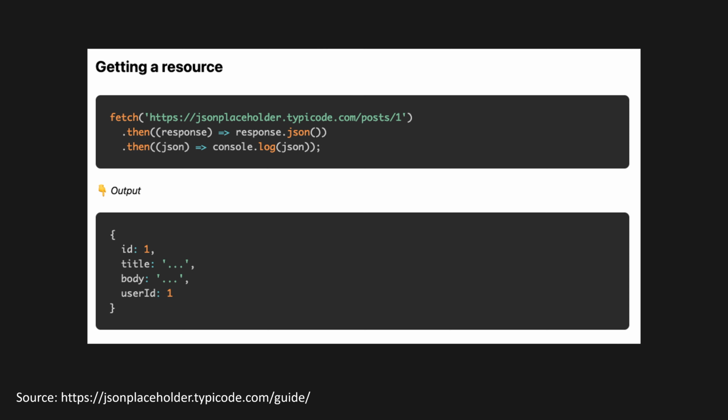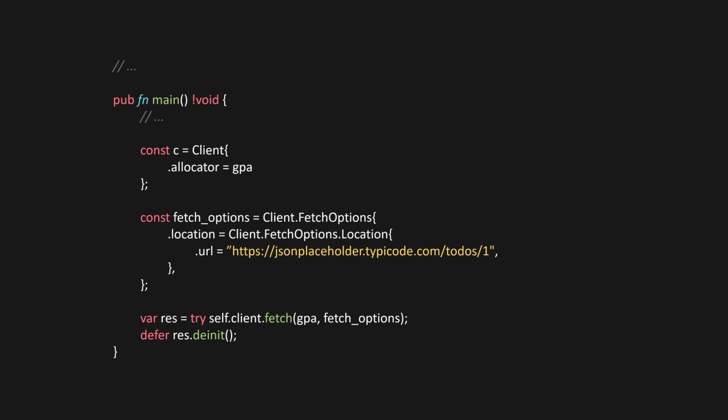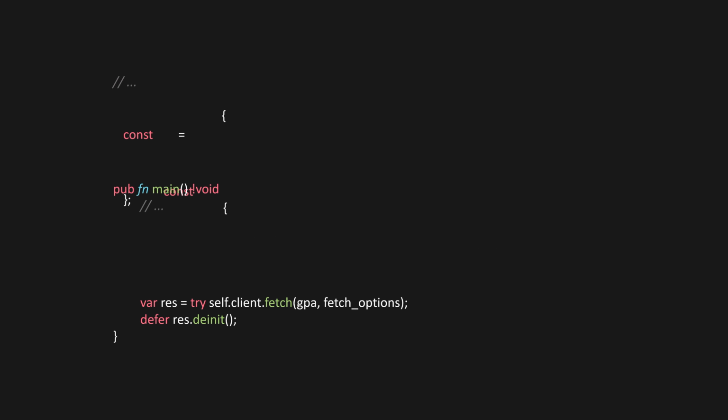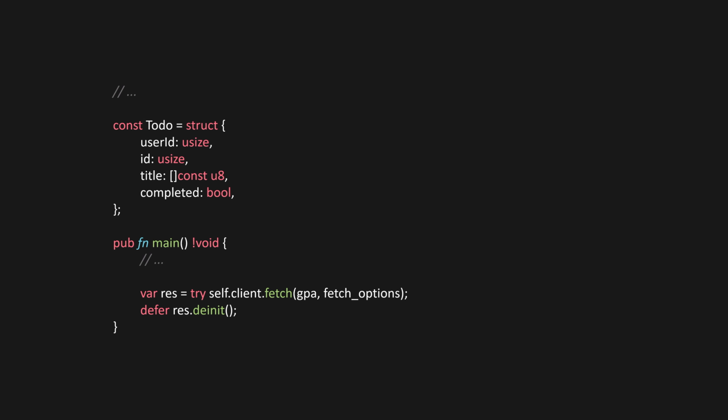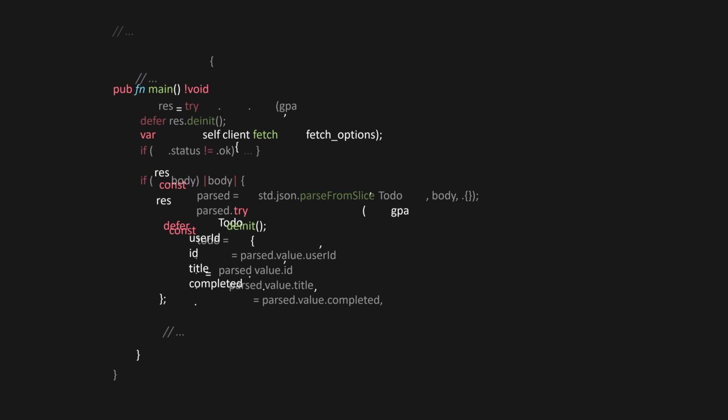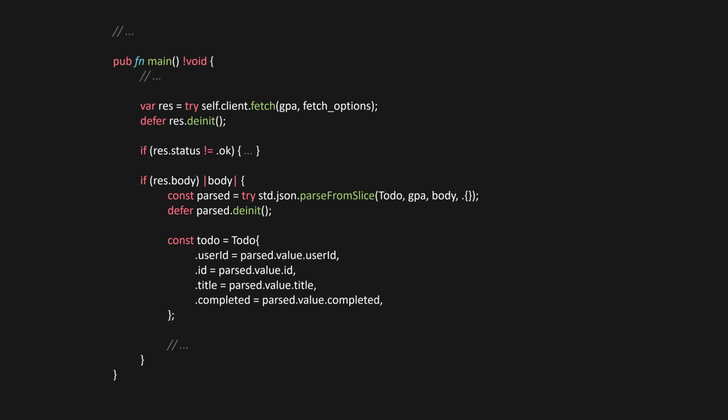Looking back at JSON placeholder, we can see that it will return a JSON object in the following form. Let's create a struct to replicate this so we can deserialize the response body to a valid type. Calling JSON parseFromSlice, we can parse the JSON body to a type of our choice. Parsing the body to JSON, we can create a new to-do item like so.